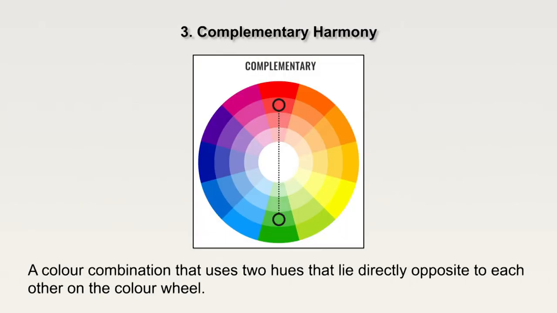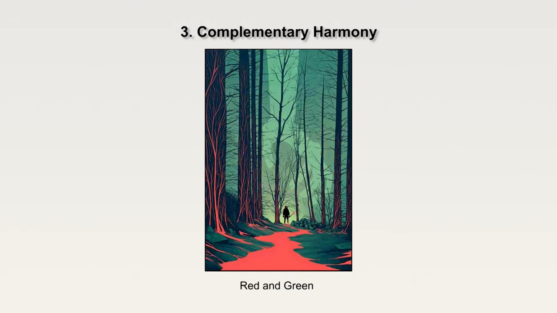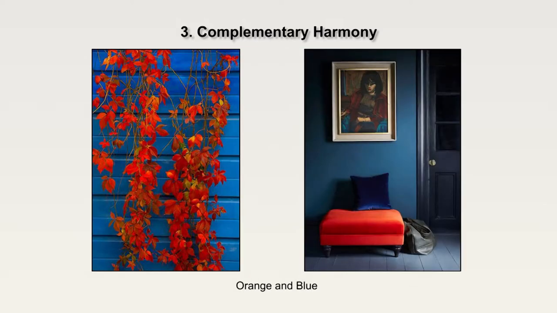Complementary color harmony. A color combination using two hues that lie directly opposite to each other on the color wheel. This image has complementary colors red and green. Complementary colors, orange and blue, can be seen in this image.